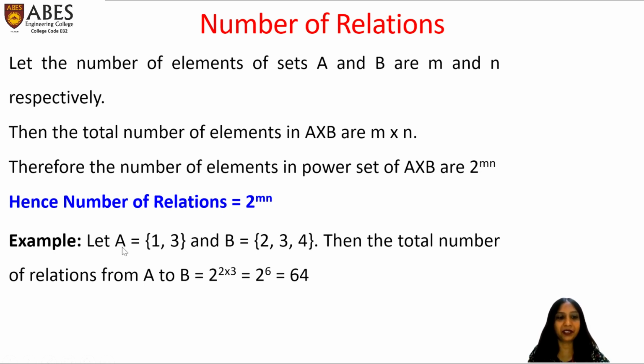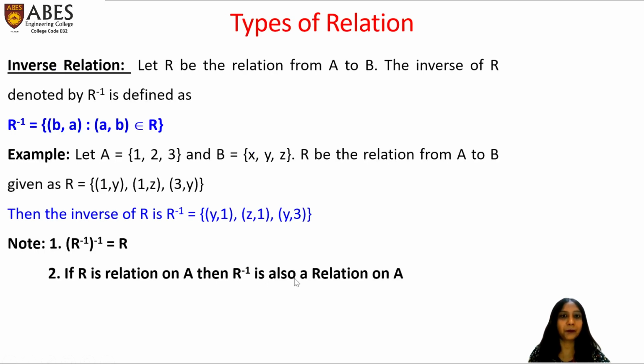For example, if we have a set A, which contains 2 elements, 1 and 3, and B contains 2, 3, 4, then the total number of relations from A to B will be 2 raised to the power 2 cross 3. Because in set A, there are 2 elements, and in set B, there are 3 elements. So it will be 2 raised to the power 6, which is equal to 64.